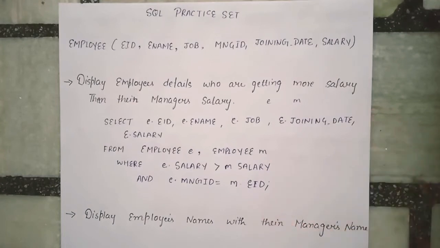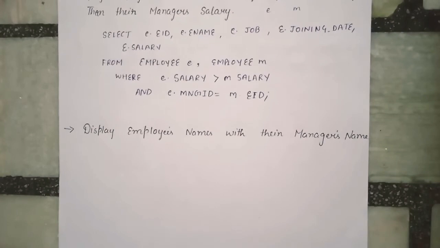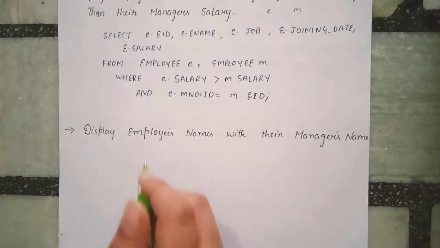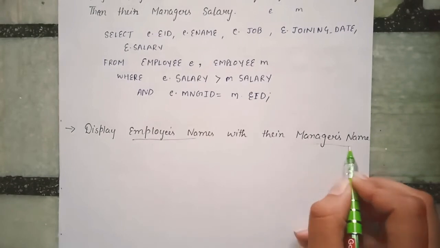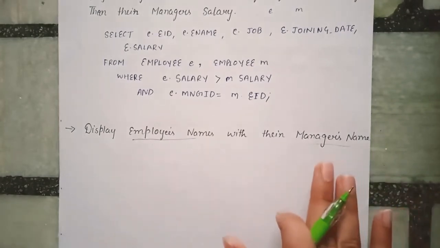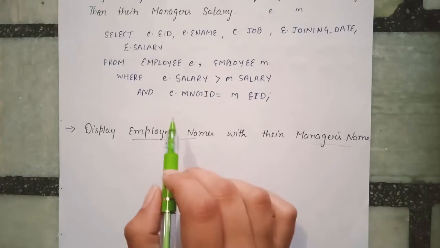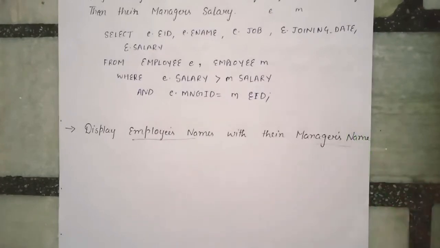Okay, now let's see a second query. What does the second query say? Display employee's name with the manager's name. Now in this we can see that we want the employee's name and the manager's name. Both these things we can get from only one table, because only one table, employees, has information about employee names and their manager's name. So what will be the query?